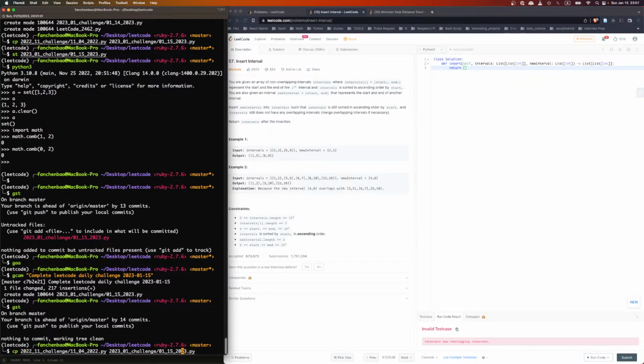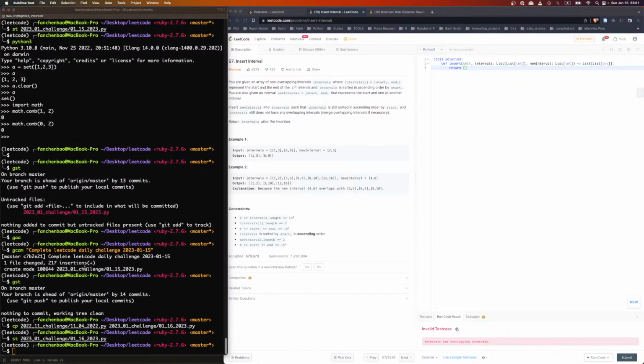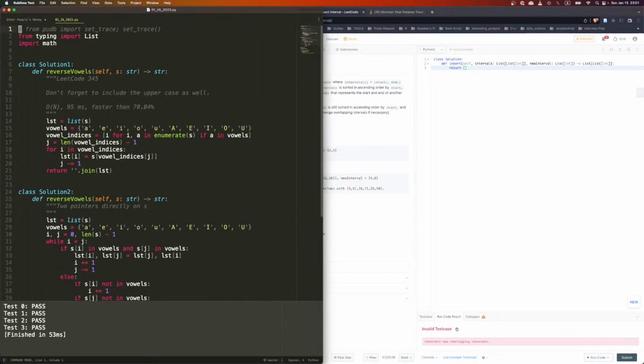Interval problems are always not fun. It's basically one of the least fun things out there, along with string operations, like palindrome and stuff. Those can get complicated as well.